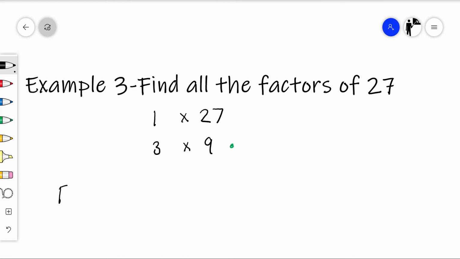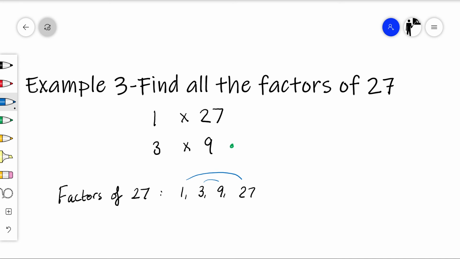So I'm going to write down factors of 27, written from smallest to biggest: 1, 3, 9, 27. Just check they come in pairs, 1 and 27, 3 and 9. We're happy. 27 is not a square number, so I'm always going to have the pairings here.